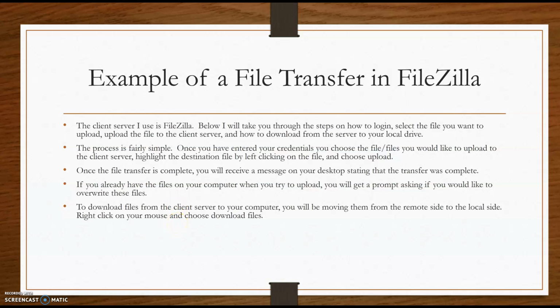To download files from the client server to your computer, you'll be moving them from the remote side to the local side. Then you would right-click on your mouse and choose Download Files. Going back up to uploading files, you want to right-click as you would if you were downloading. Right-click on the mouse.